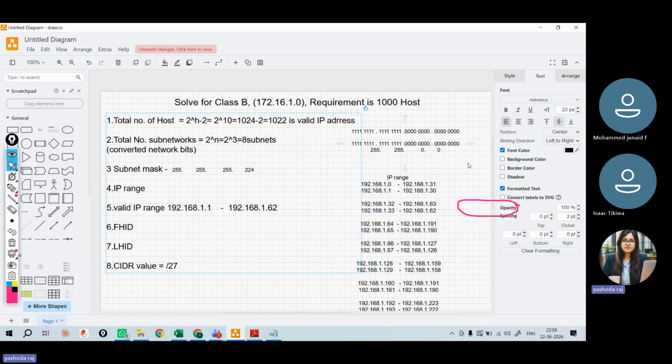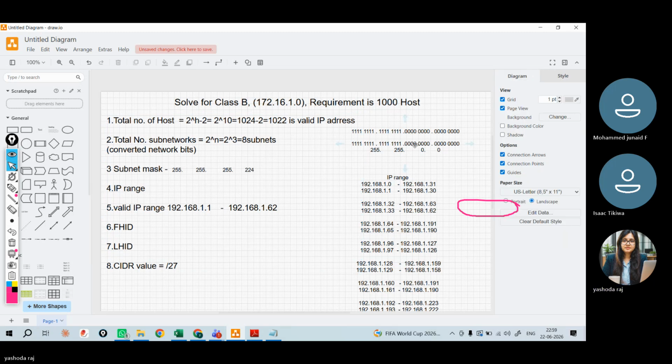Now, how do we calculate the total number of subnetworks here? One thing you remember now: in class B, how many bits are there for the host bits? What is the default host bit? Is it 16 bit? Yes, this is the 16 bits for host bits. But here, how many host bits have I used?